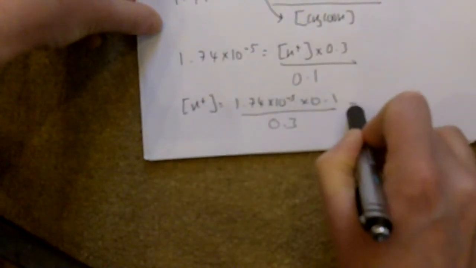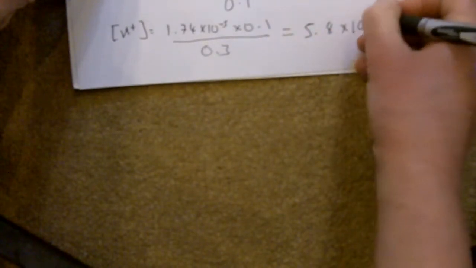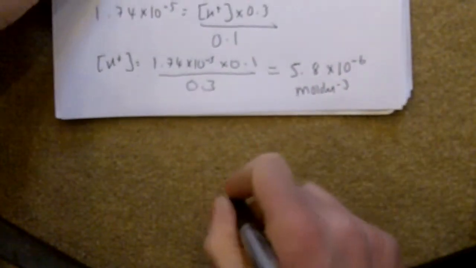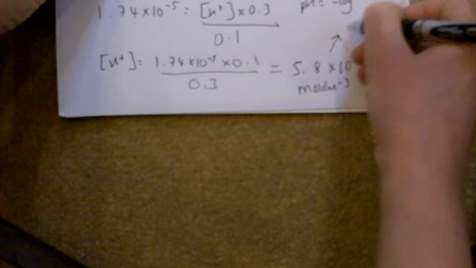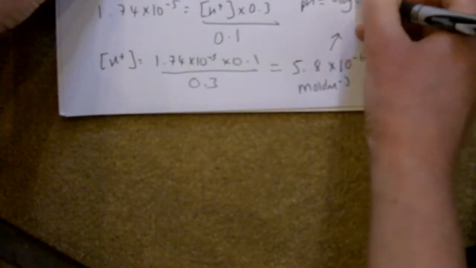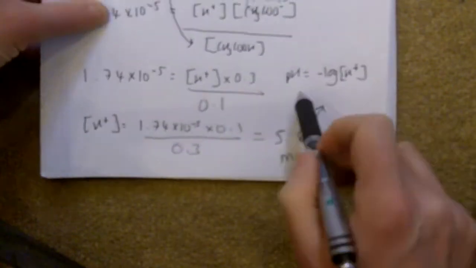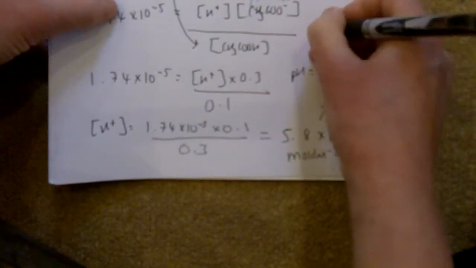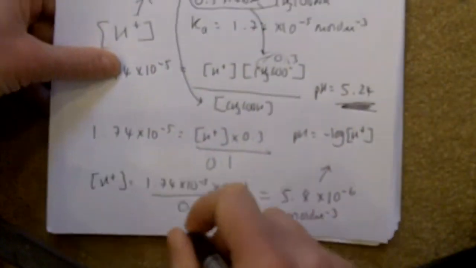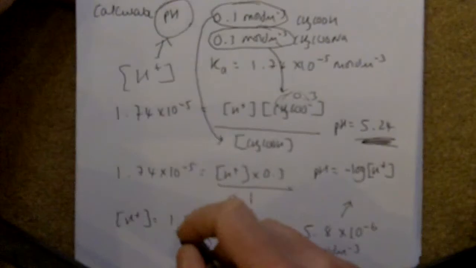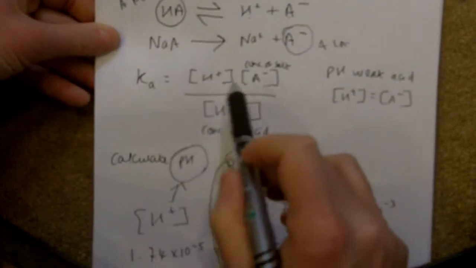Divide by 0.3. And when you do that, what does H plus come out as? 5.8 times 10 to the minus 6 is your H plus, and then you just go pH is minus log H plus, so you minus log it to get your pH, and the pH to 2 decimal places will be 5.24 in this example.